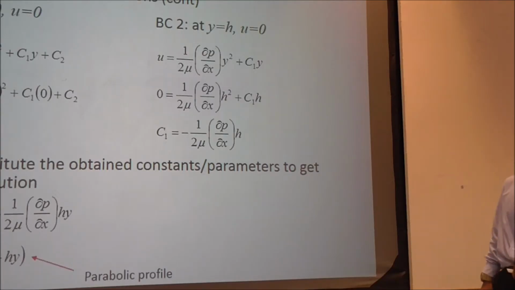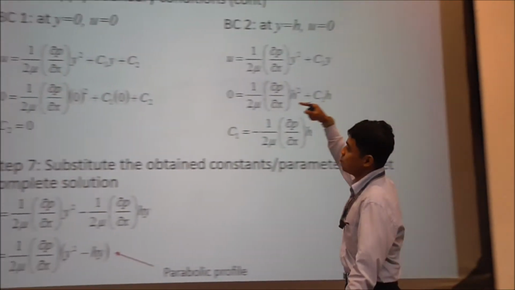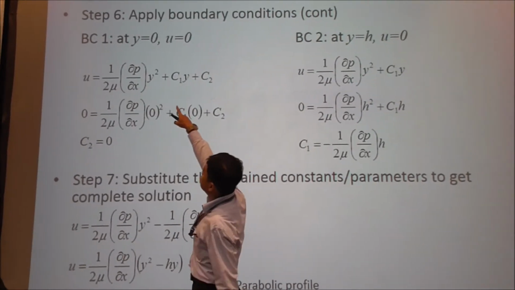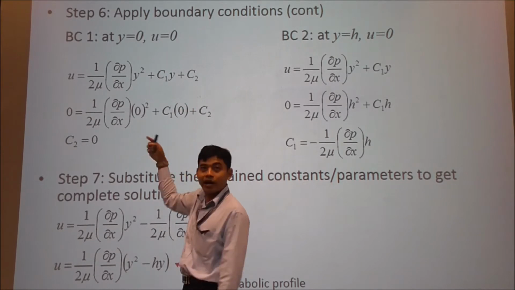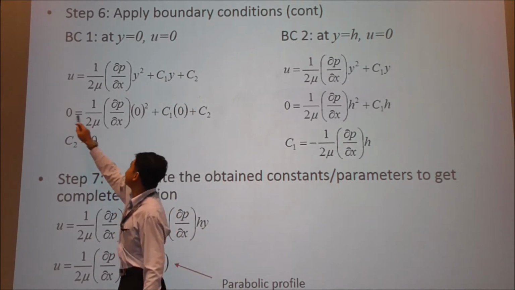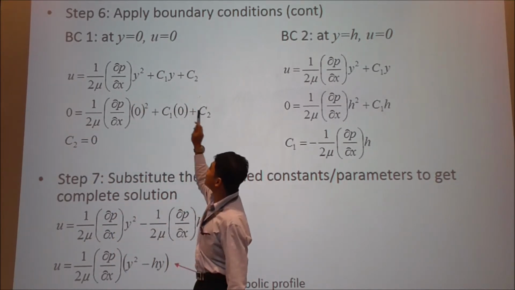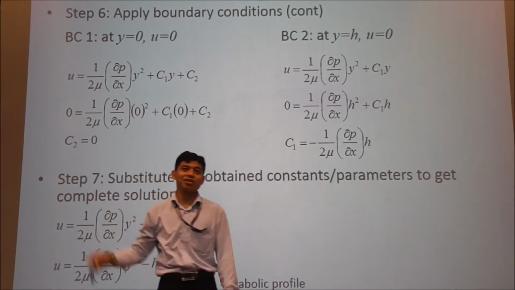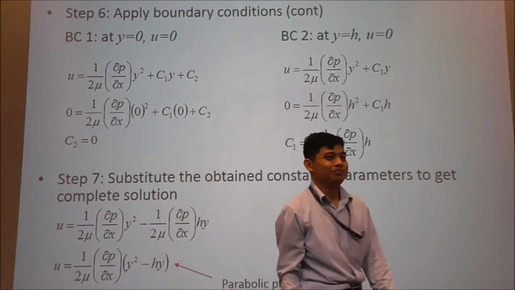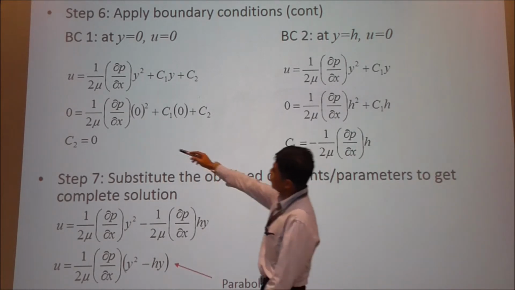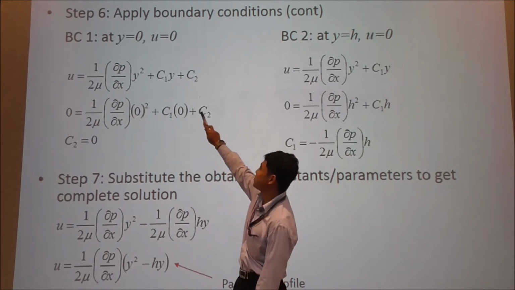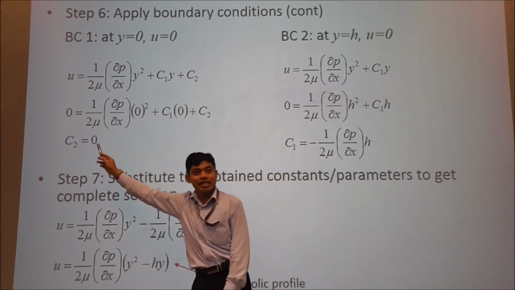Okay, now you apply boundary condition number one. U is equal to 0 when y is equal to 0. As simple as that, just put u = 0, y = 0. So 0, 0, 0, C2 is 0. Right? Because this one is 0, this one gives you 0. So C2 is nothing but 0.